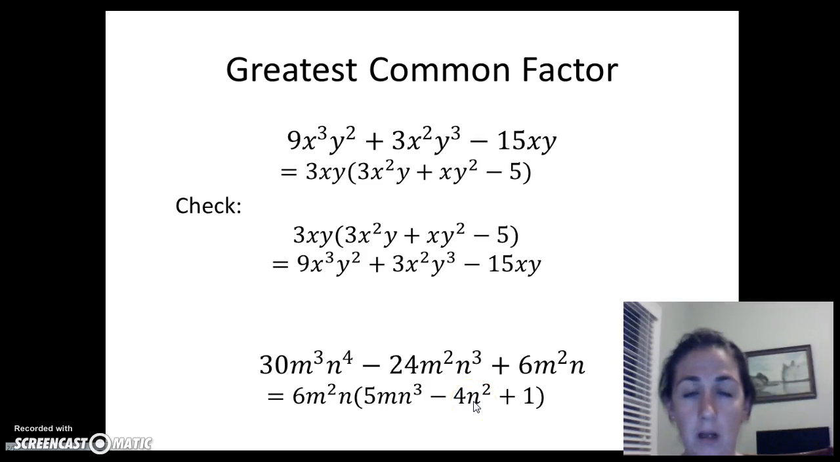Now this is important. A lot of people like to forget and end the parenthesis here. However, 6 divided by 6, don't forget, that is 1. M squared over m squared is 1. N over n is 1, so you do need that 1 filler there.